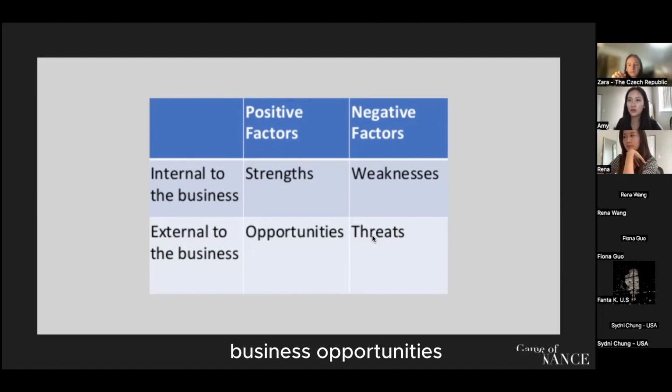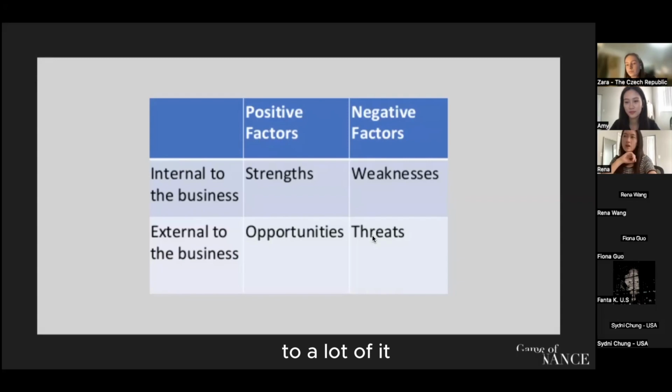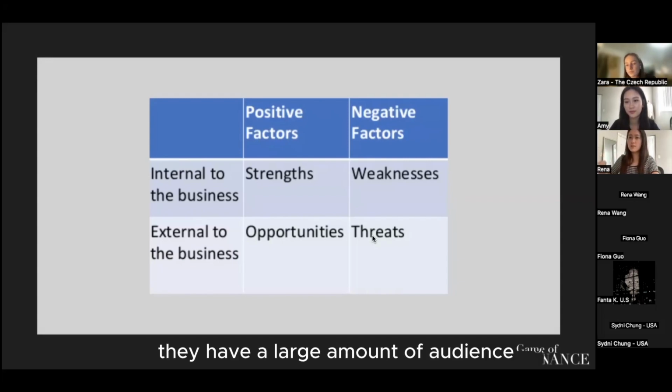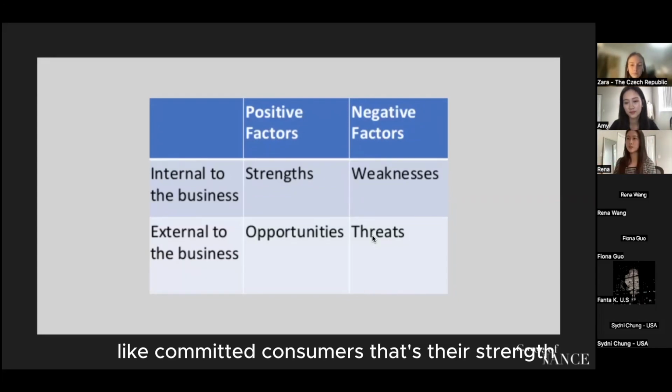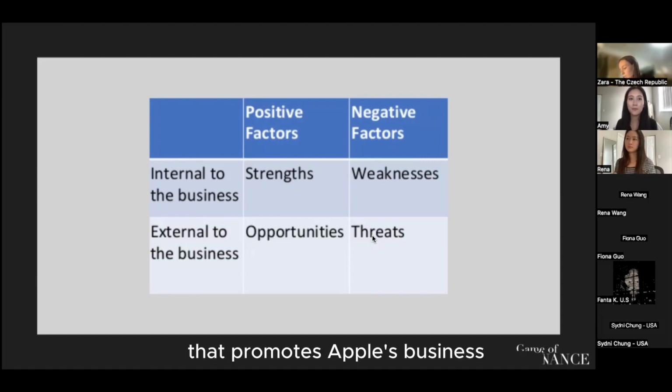So external to the business are opportunities and threats. For opportunities, it is factors outside the business that may help them. So say, let's do Apple again. The amount of consumers that they have. This also could be a strength too. A lot of it is arguable. So they have a large audience, a large amount of committed consumers. That's their strength. Opportunities, also celebrities, a need for something in their niche, of course. So anything that promotes Apple's business, that encourages Apple's business.